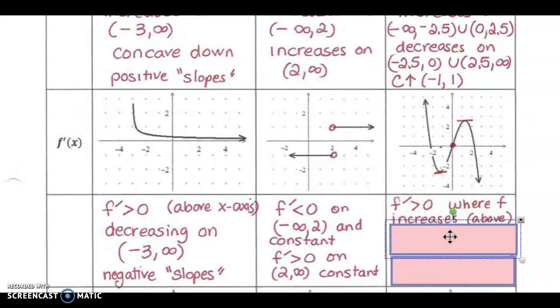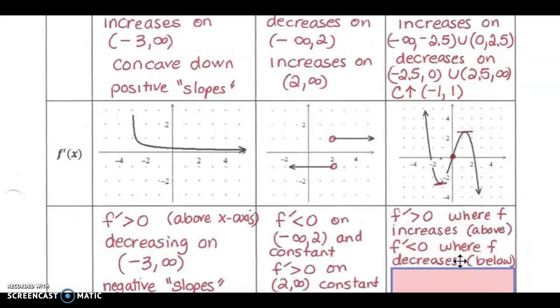And then same thing, where f prime is below the x-axis, that's where f was decreasing. So from -2.5 to 0, that's where it was decreasing. We can see that here. And from 2.5 to positive infinity, it also decreased there. So that's one way to keep it relevant.